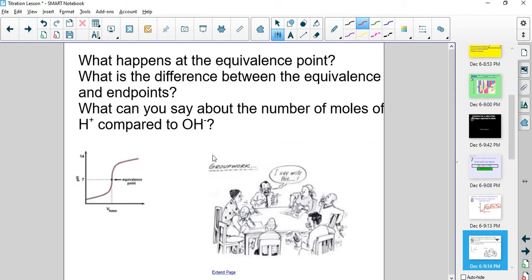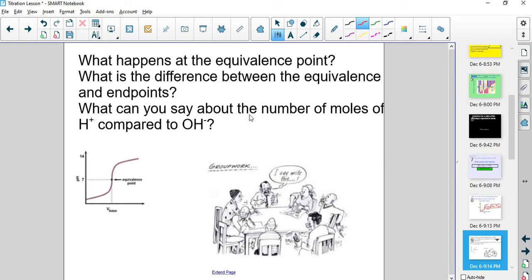So here are a few questions for you to think about. I already answered some of these, but if you can re-explain it to yourself or to someone else around you or just out loud to the world, then that means you understand what is going on. So here it is. What happens at the equivalence point? Right, we just mentioned that. What is the difference between equivalence and endpoints? I believe I mentioned the endpoint. I will talk about that again, so I might want to go back to this question.